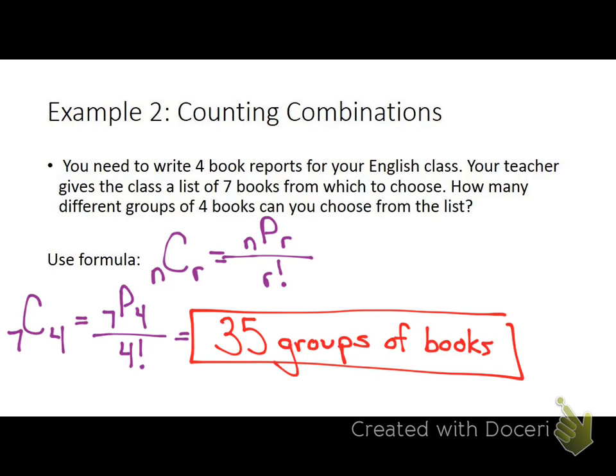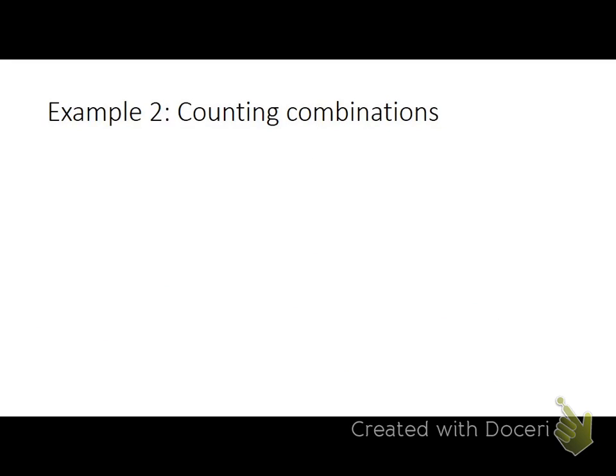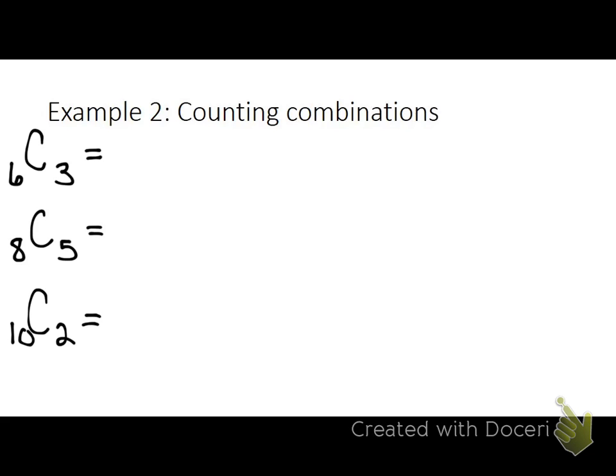Any questions on that? You think you can do a couple of those? All right, so here we go. I want you to find the combination and think of it in terms of books still. 6C3. So now how many books did the teacher give you to choose from? How many do you have to read? 3. All right, now what about this one? 8C5. Now how many books did she give you? 8. And how many do you have to read? 5. All right, and then the last one, 10C2. So find the total possible groups of books that you could read for each one.